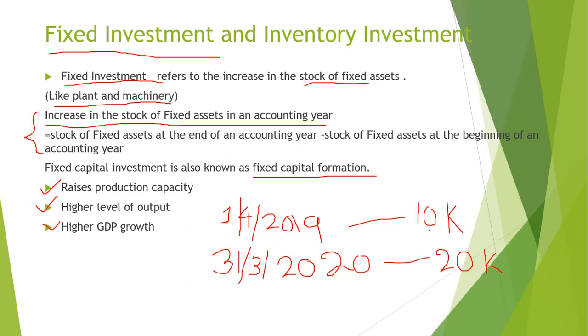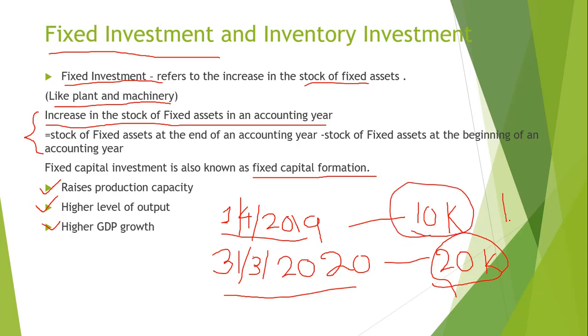So there is an increase. As it is written, increase in the stock of fixed assets in an accounting year equals the stock of fixed assets at the end of an accounting year, and here the end is 31/3/2020, minus the stock of fixed assets at the beginning of the accounting year, 1/4/2019. The end stock is 20,000 and the beginning stock is 10,000. So 20,000 minus 10,000 is 10,000. The increase in the stock of fixed assets in this case is 10,000.